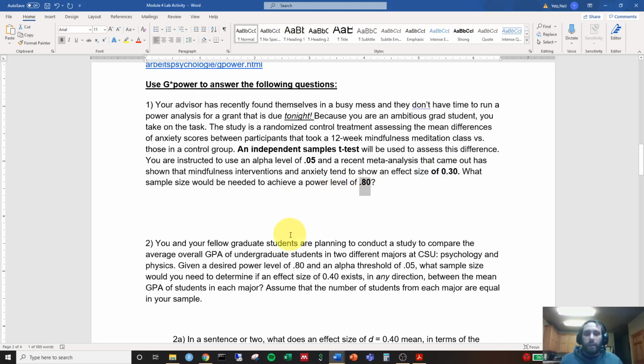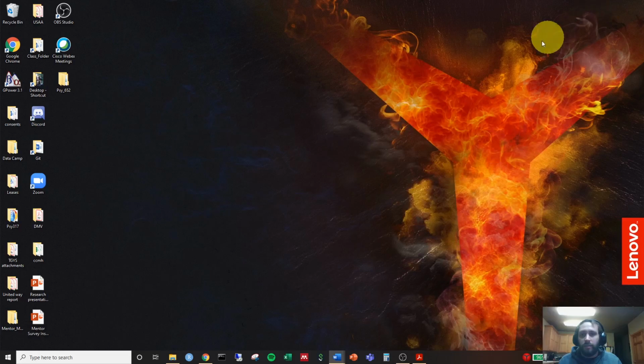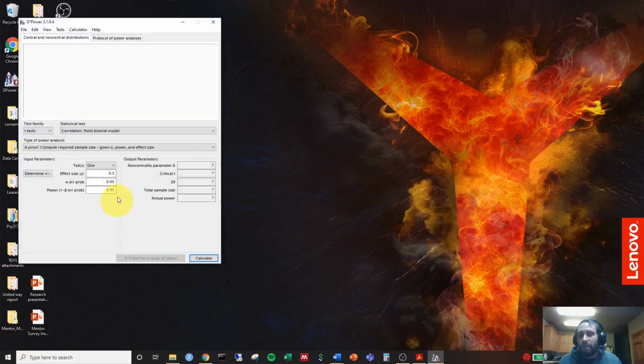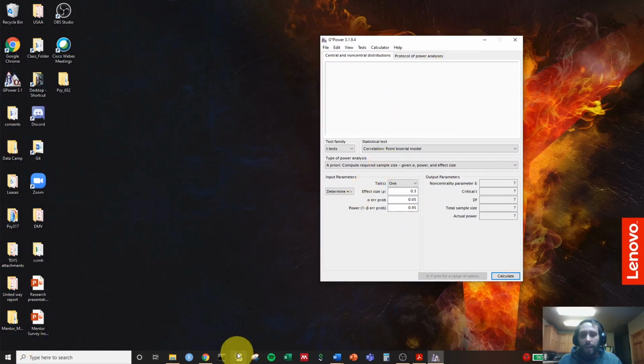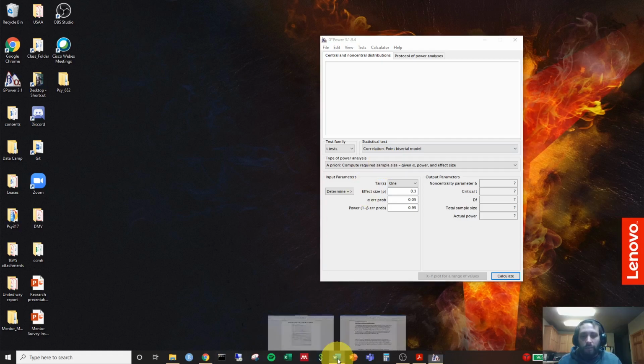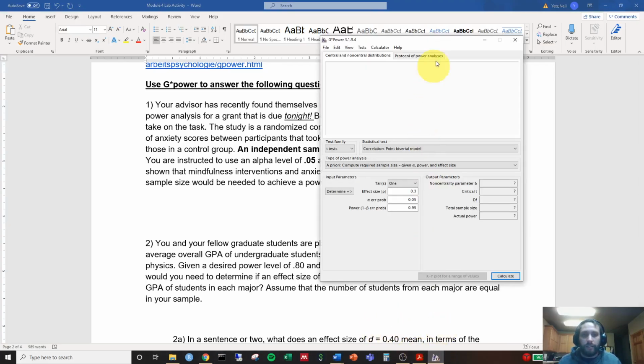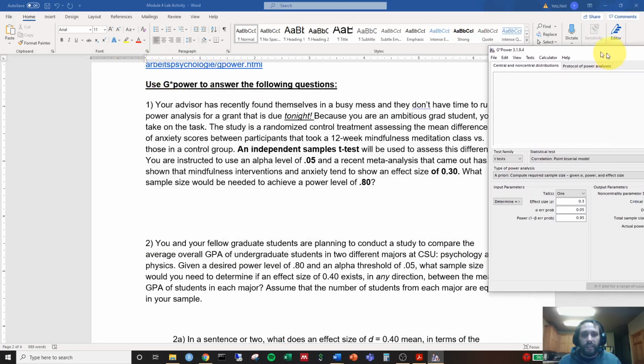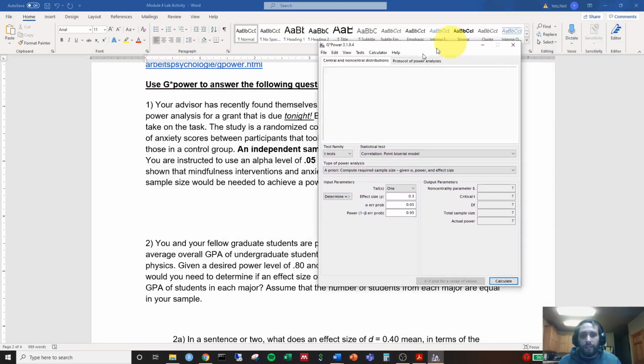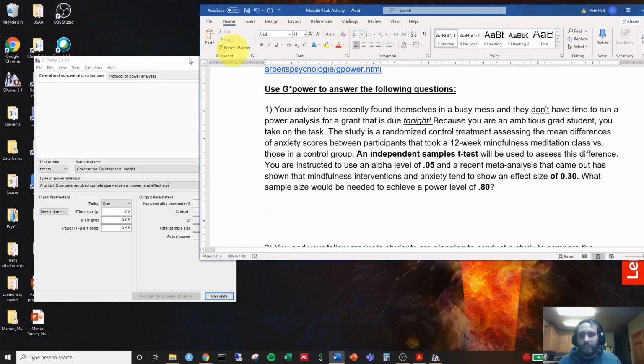All right, so what I'm going to do is I'm going to go ahead and go to my G-Power first. On my desktop, I have G-Power. Might be in your applications if you're a Mac user, or it might be in your Start window here. I'm going to have my Word document open at the same time as this. So we have our G-Power open. I'll put it right over here.